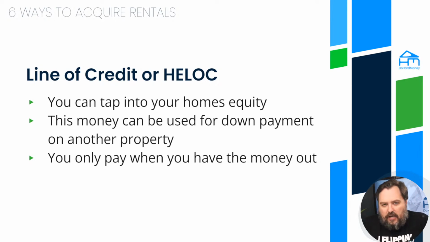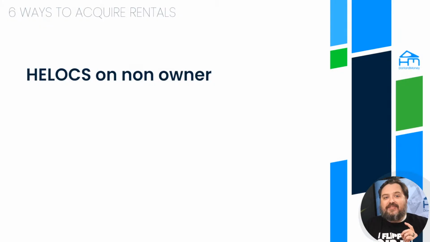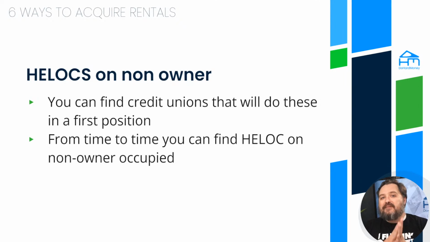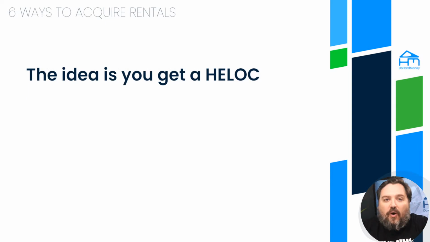When you're getting a HELOC, you could get a $100,000 loan. But if you don't take that money out, then you aren't paying anything on it. And lots of times you can get these loans without any fees attached to that. And most of the times your credit unions will actually pay for the appraisals and other things with that, okay? So a lot of great ways to get this money. And then what do you do with it? Well, you can get some HELOCs on non-owner occupieds. There's some credit unions that will do these in first position. From time to time, you will find HELOCs on non-owner occupieds in second position, okay? So keep your ears out for that, because that can be really helpful as you're trying to grow your portfolio of real estate rentals.